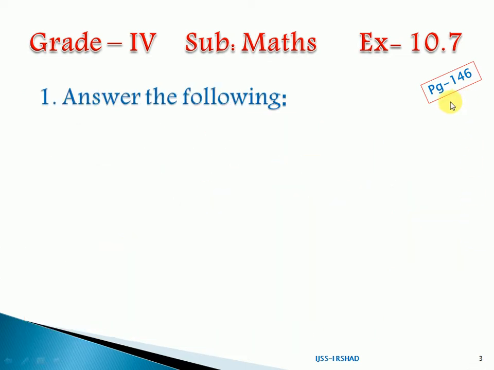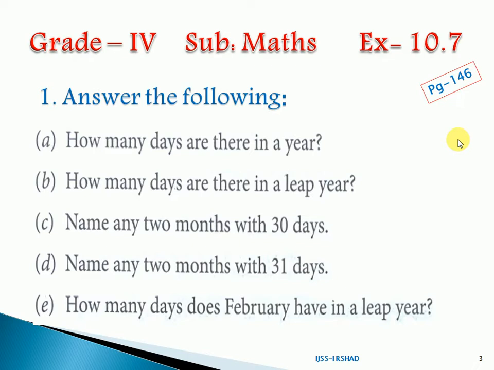You can see in your book page 146, question number 1, answer the following. So there are 5 questions, A, B, C, D, E. They are asking how many days are there. It's objective type. So what I have explained to you on the previous slide, it will be from that only. This question will be from that explanation only. So let's answer that question. Let's have the question first. So these are the questions. You can even find them in your book on page 146.